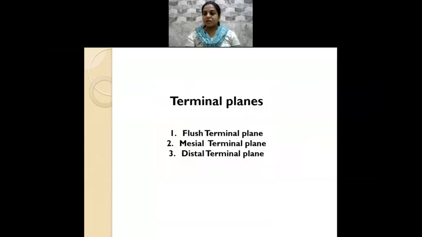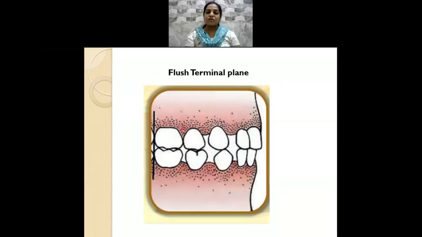Now, coming to the second important feature of primary dentition, that is the terminal plane. There are three terminal planes: flush terminal, mesial terminal, and distal terminal. In case of adults, we see the permanent first molar for occlusion to tell about Angle's class 1, class 2, and class 3. But not in the case of primary dentition. In case of primary dentition, we see the second deciduous molar, and that too the distal surface. The distal surface of the second deciduous molar, depending on the occlusion, we classify the terminal planes.